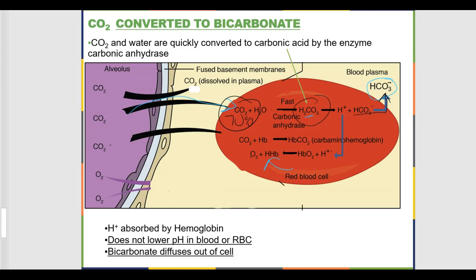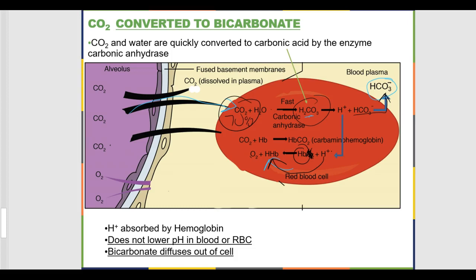This carbonic acid does not actually lower the pH in your red blood cells because this hemoglobin here, when it lets go of that oxygen, is going to pick up that hydrogen ion. So you have hemoglobin essentially buffering or absorbing hydrogen ions from carbonic acid so that the CO2 that you transport in your bloodstream, or this 70% here, doesn't lower your pH.